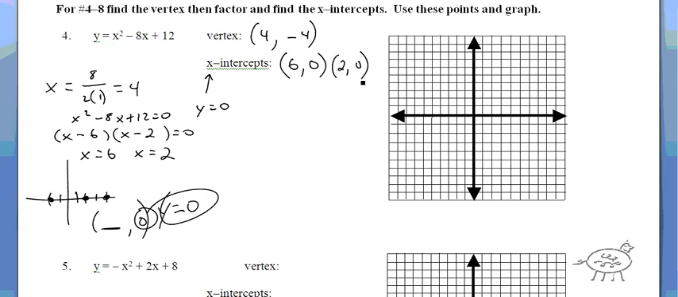Like I asked you before, you had to plot 5 points. Now you're plotting just 3 because you have your x-intercepts. So if I go to 4, -4, and you guys know it opens up, so it better open up. 6, 0 is here, and 2, 0 is here. And there's your graph.